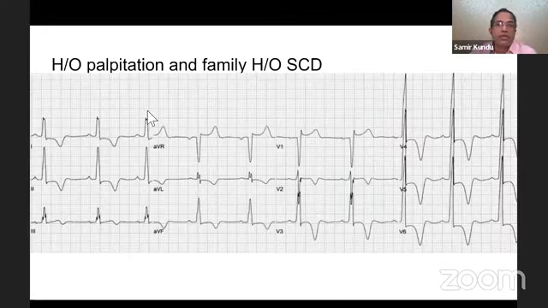This is a patient with repeated palpitation and a family history of sudden cardiac death. Here is the tall R wave in the lateral precordial leads, ST depression, and asymmetrical T wave. This is the ECG from hypertrophic cardiomyopathy, apical hypertrophic cardiomyopathy.